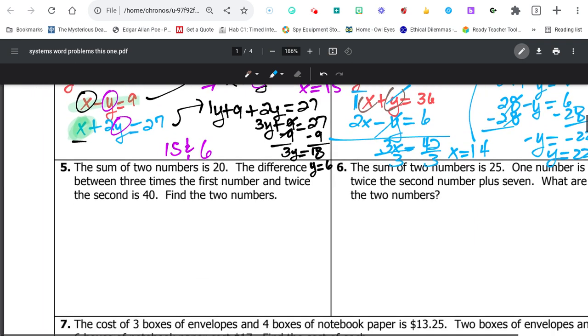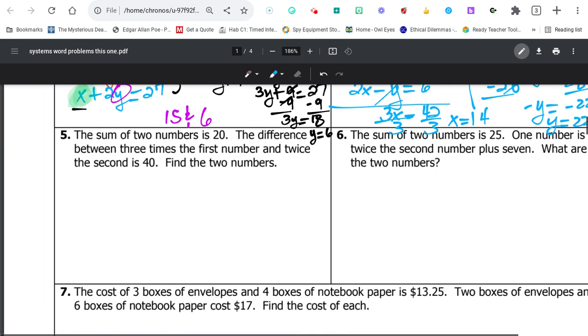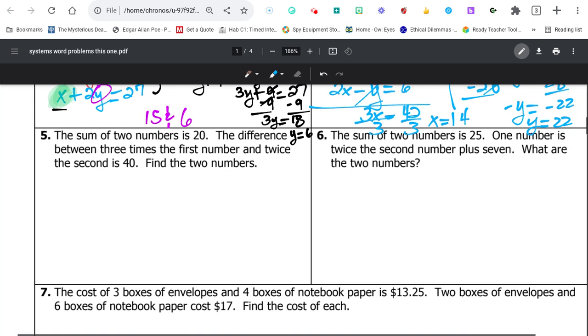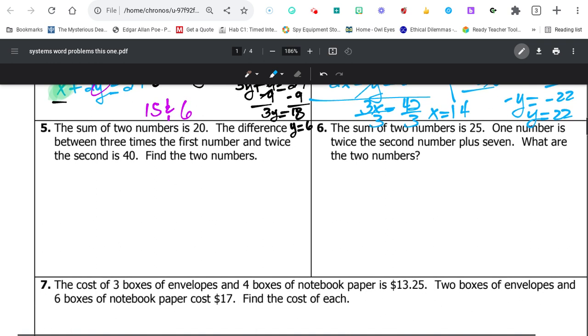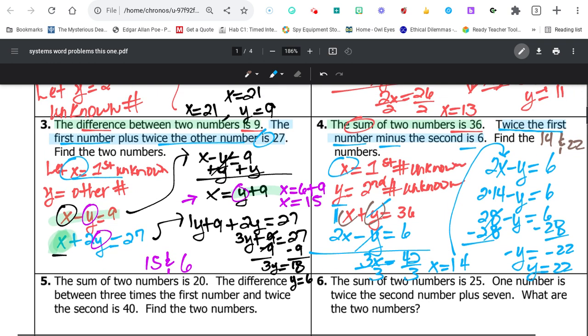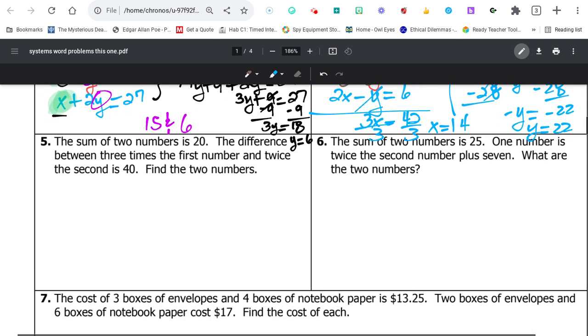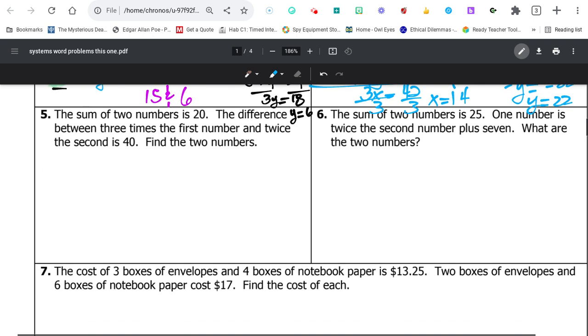All right, let's take a look. Let me see, number 5. The sum of two numbers is 20. The difference between 3 times the first and twice the second is 40. I'm not going to work those because it's pretty much the same as 3 and 4. So I'm not going to work 5 or 6, guys. I've got to skip around because there are a total of 20 of these things, okay?